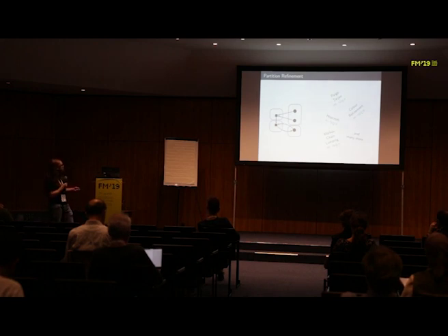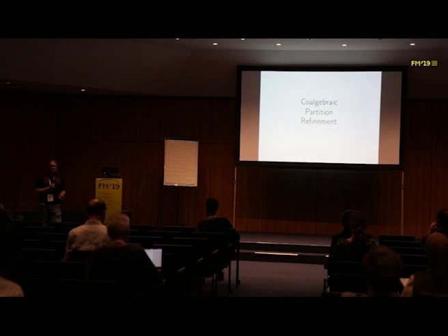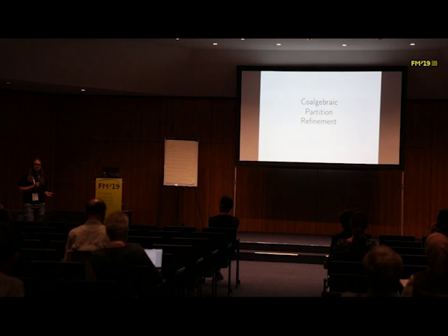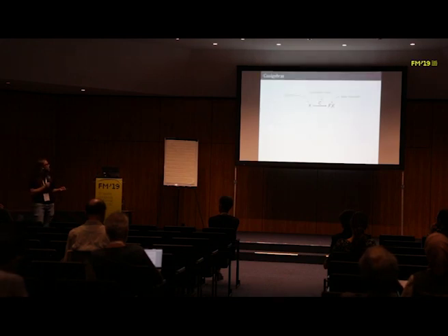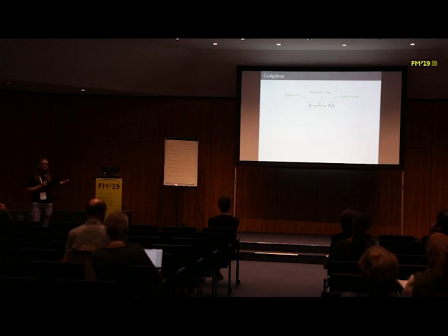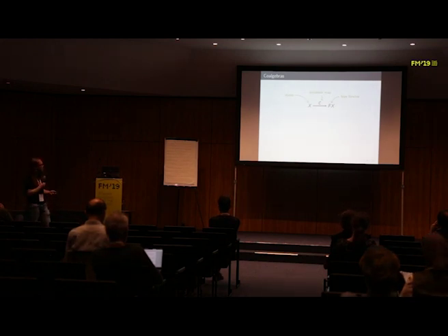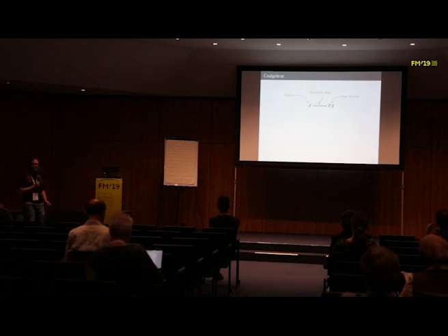And we do this by using coalgebraic partition refinement. So this uses some language from category theory, namely coalgebras, to talk about state-based systems generically. So coalgebras consist of a set of states X and a transition map that maps states from X to some kind of successor structure. And what this successor structure actually is, is determined by this type functor.